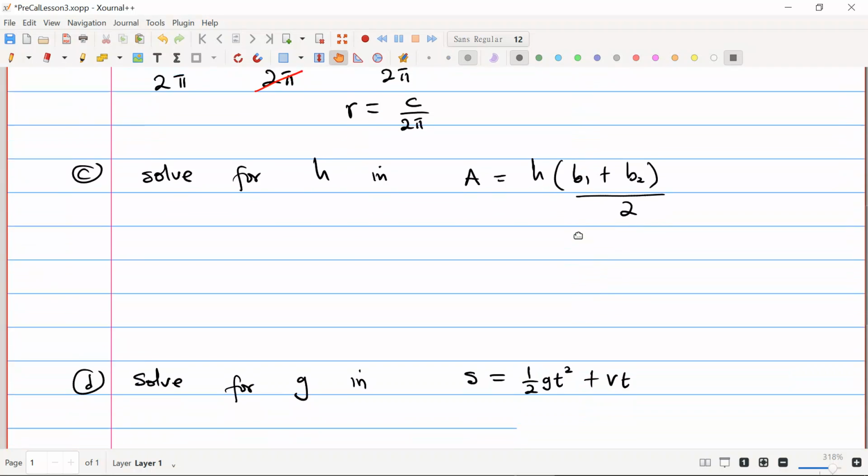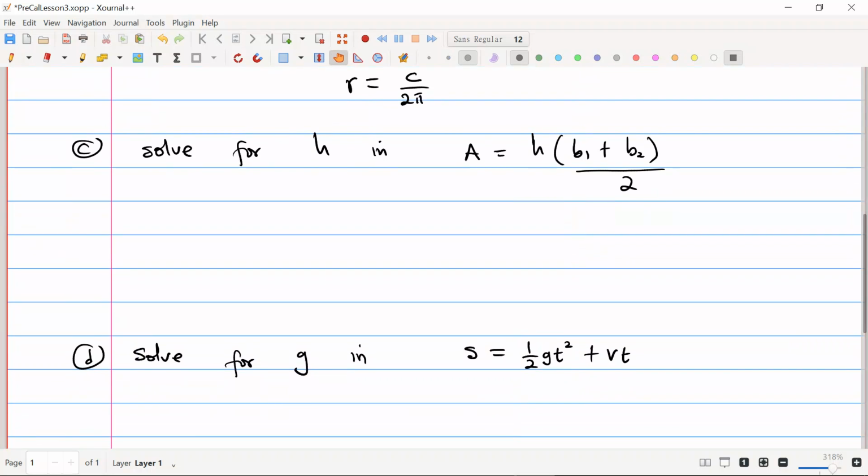Now we go to the next problem that says we should solve for h in this equation. Okay, so the equation is A is equal to h times b1 plus b2, all divided by 2. Now I want to solve for h. First thing is, of course, I have an expression that is attached to h. But one of the easiest ways to solve for variables in these types of problems is that you want to always do away with fractions. So you want to make sure there is no fraction in there.